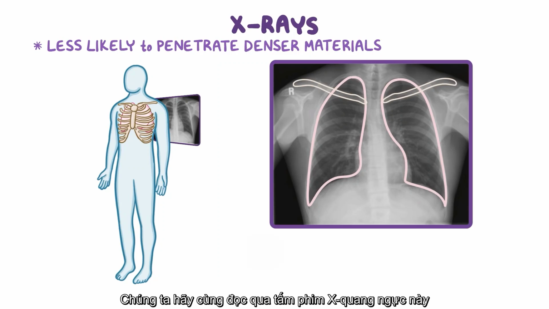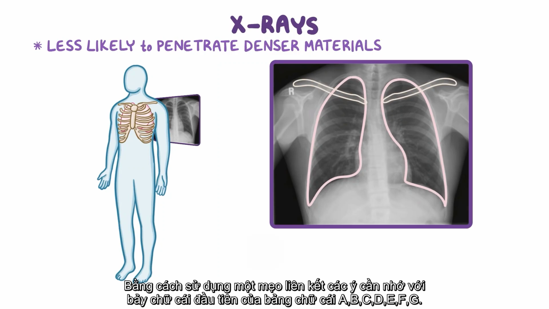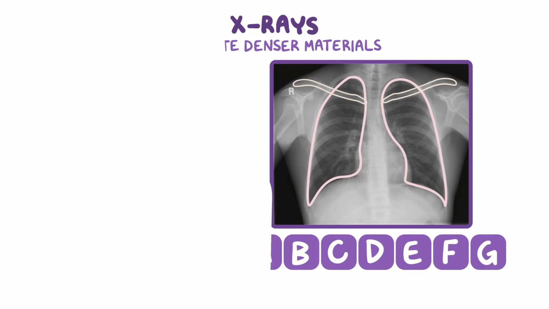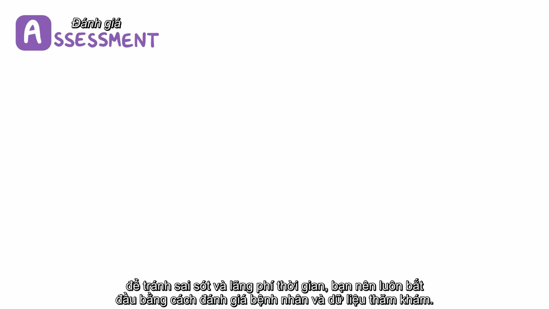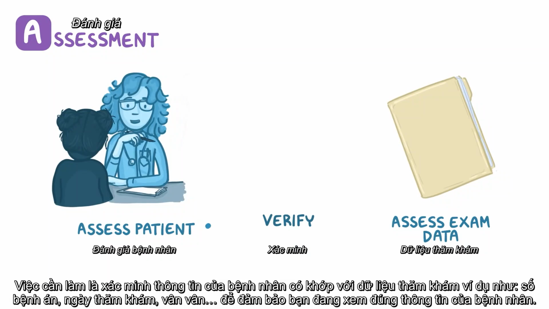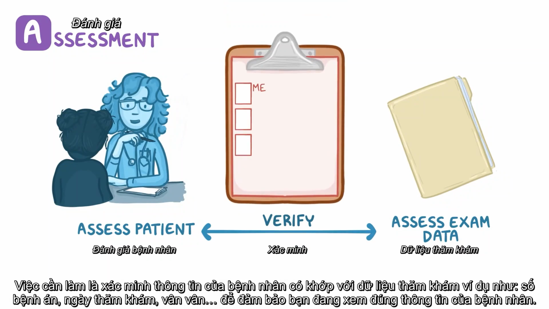Let's go through this chest X-ray using an easy-to-remember checklist associated with the first 7 letters of the alphabet: A, B, C, D, E, F, G. A stands for assessment. To avoid errors and wasted time, you should always begin by assessing the patient and exam data. You want to verify the patient's data with the exam data, or the medical record number, date of the exam, etc., to ensure that you are looking at the right study and patient.